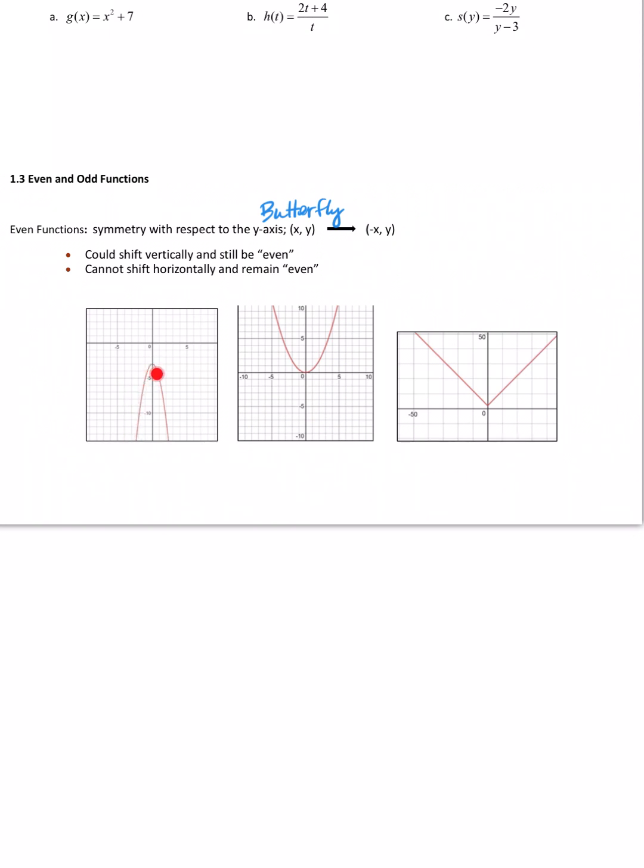So this looks lovely. This is symmetrical. This is even. This is symmetrical. So it's an even function. Absolute value is even. As long as that vertex is staying on the y-axis, it will remain even. Now, if that vertex shifts left or right, it's no longer going to be even. Let's look at some examples.